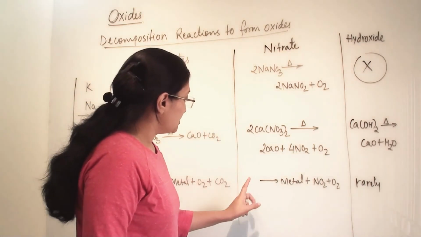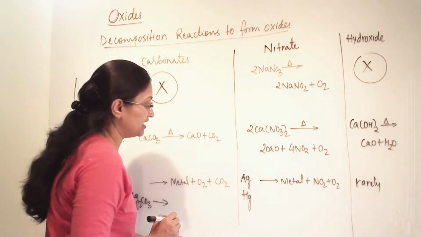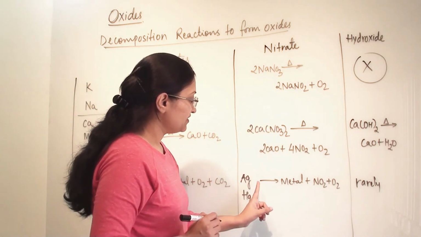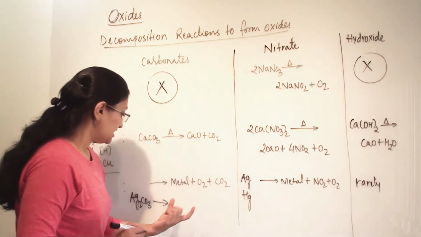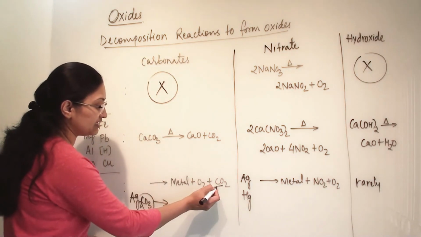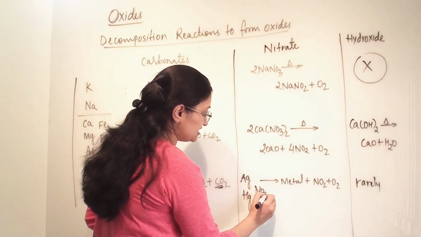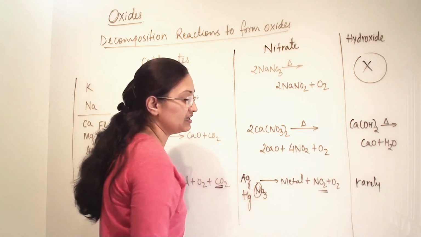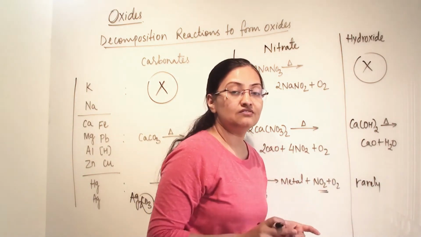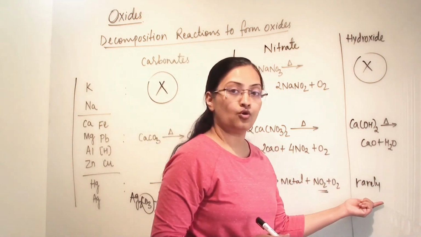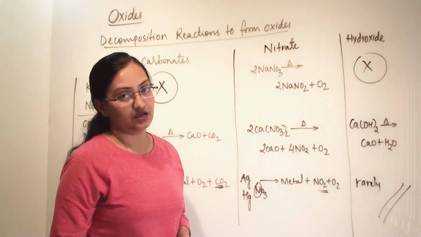Now nitrates. When silver and mercury nitrates decompose, they will give us metal, nitrogen dioxide and oxygen. Here, carbonate is there, so that's why we are getting carbon dioxide. But here nitrate is there, so it is NO3, and because of nitrogen we are getting nitrogen dioxide. Now hydroxides of silver and mercury are formed very rarely, so there are no reactions for this decomposition.